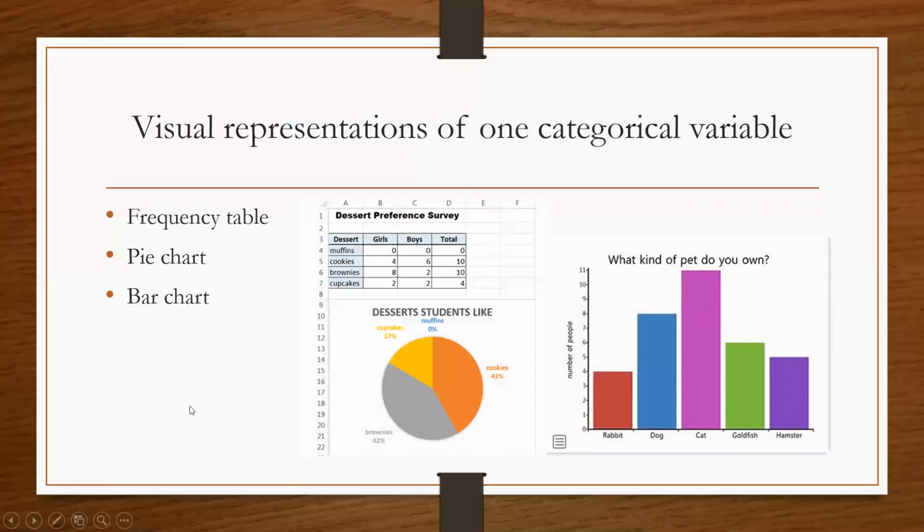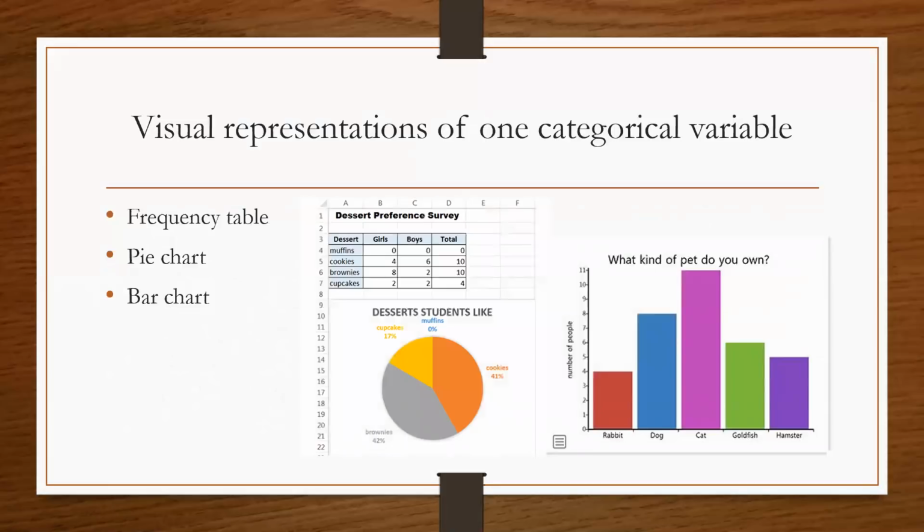So then here are some visual representations of one categorical variable. I hope you guys appreciate that I made a funny: since it's a pie chart, it's about desserts. Sorry, I'm really tired.